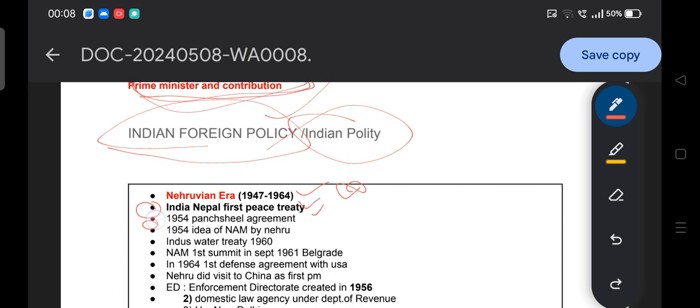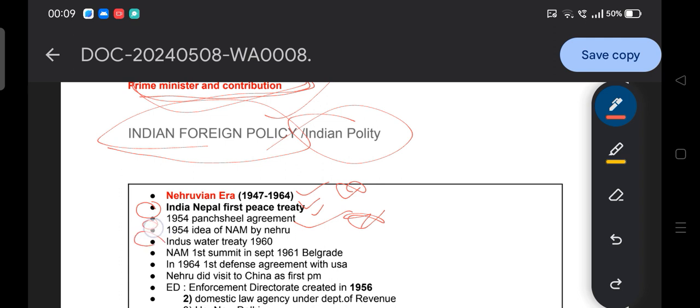Then 1954, the Panchsheel agreement. The 1954 Panchsheel agreement was held by Nehru, and we all know that. Then 1954, the idea of NAM was presented by Nehru. The idea of NAM was presented by Nehru in Colombo, Sri Lanka.